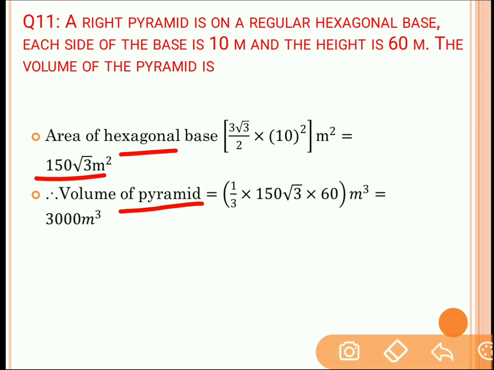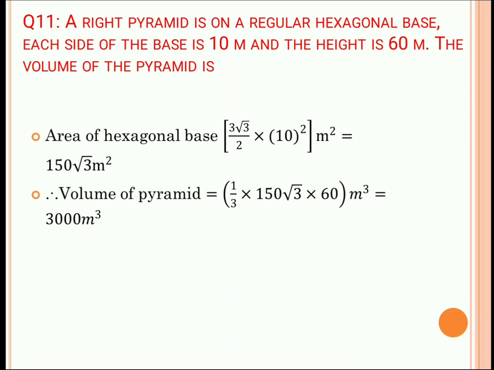So area into height is equal to what? This is the area into height. Now pyramid is similar to the conical shape. So in conical shape you have to divide 1/3 into area into height. So in 1/3 area into height, the volume will be equal to 3000 meter cube.